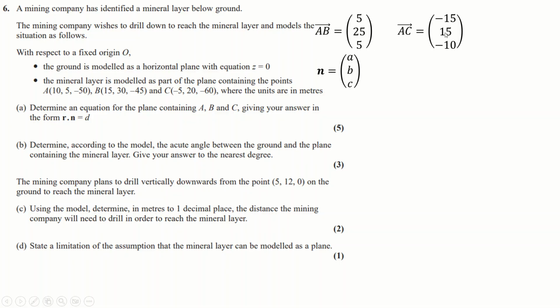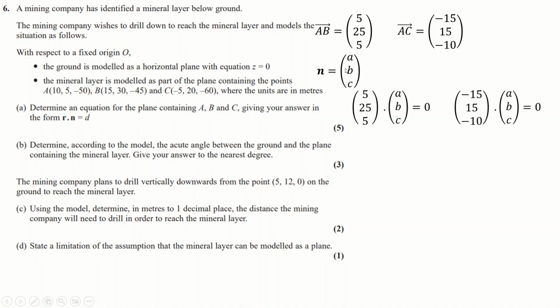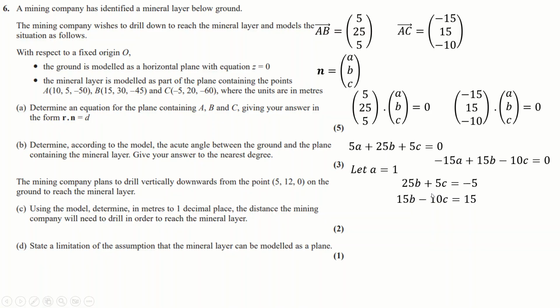Now, you can use dot product here because the dot product of any two perpendicular vectors is 0. So therefore, this dot this is 0, and this dot this is 0. And of course, we can actually do this, 5a plus 25b plus 5c, and then this one here as well. And this is a simultaneous equation, right? Except it's a simultaneous equation with too many unknowns, which is usually a bad thing because it means you can't solve for it. But it's actually okay because I can just let a equal 1. We've got a degree of freedom here because there are too many unknowns. Let's just let a equal 1 and make these two simultaneous equations and solve these for b and c.